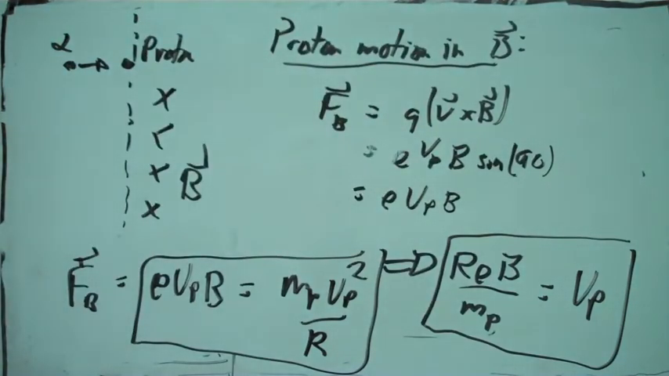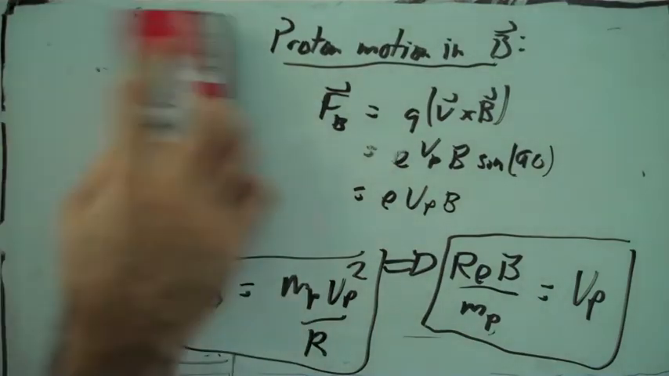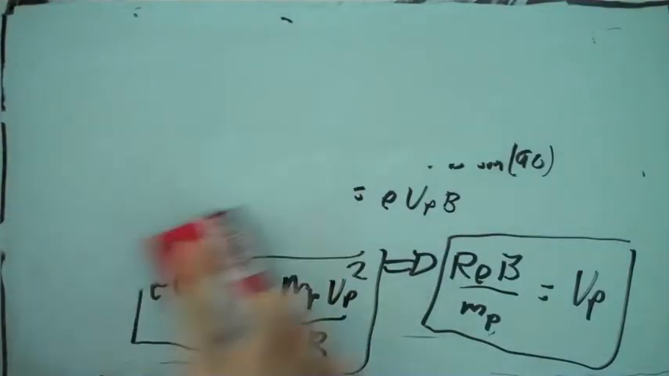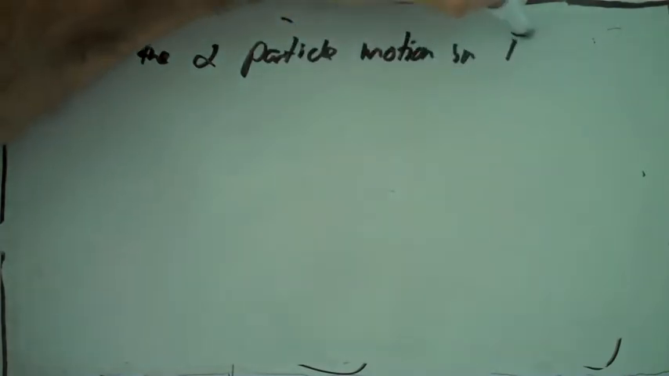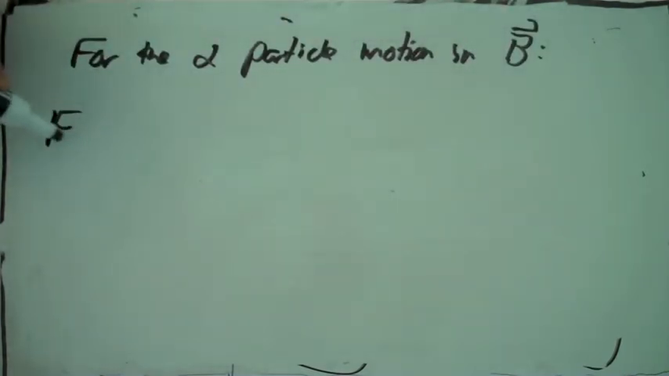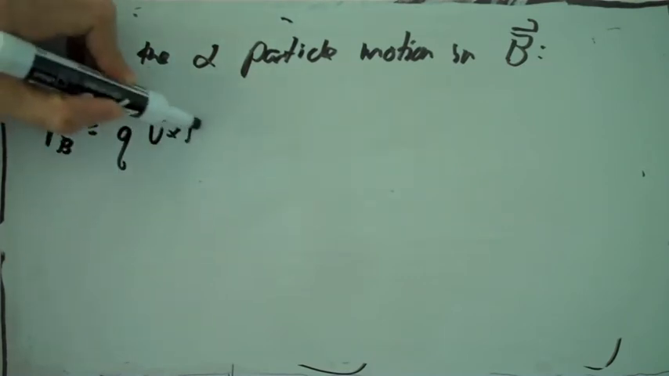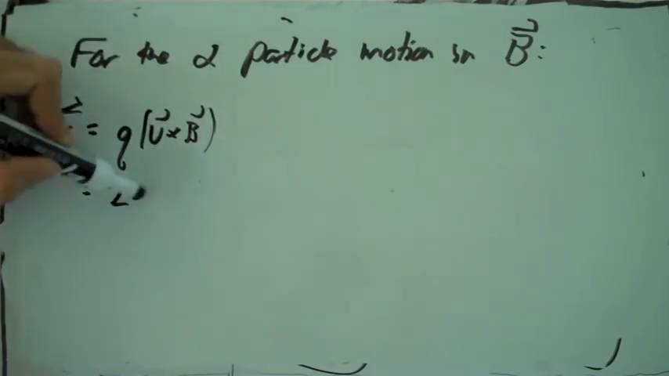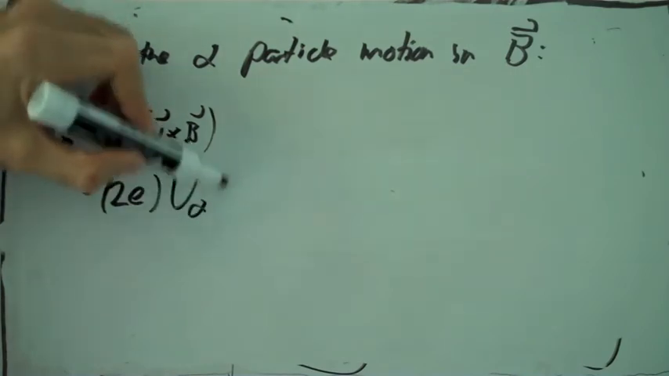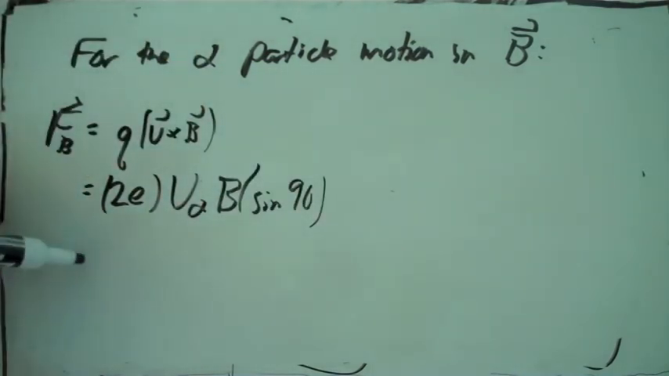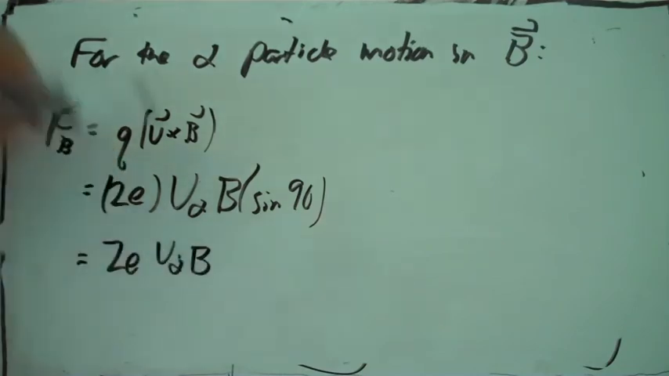So now we can simplify to find the velocity of the proton after the collision. So we have it in terms of things that we already know the value of. So now that we have the velocity of the proton after the collision, we write down something that describes the alpha particle's motion. So for the alpha particle's motion in the magnetic field, we have that it feels this magnetic force. The charge of the alpha particle is twice the charge of the proton. And this simplifies to this.